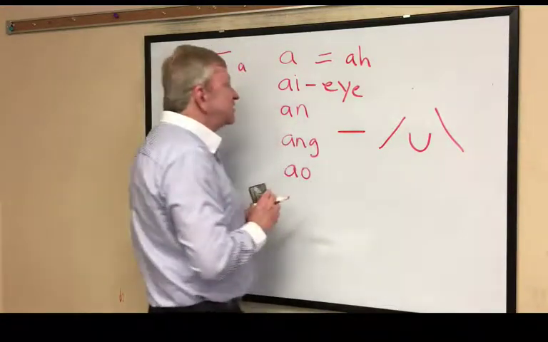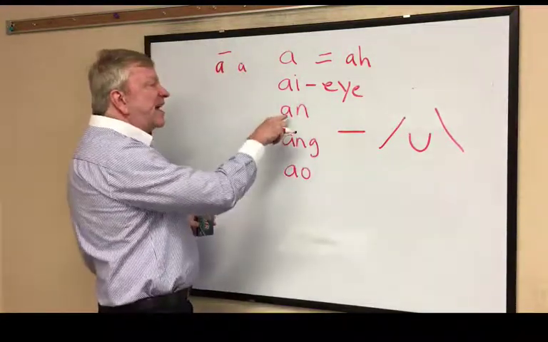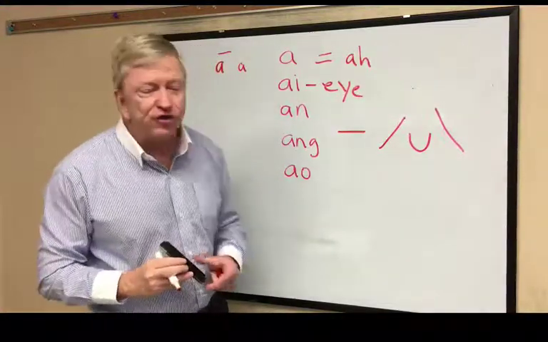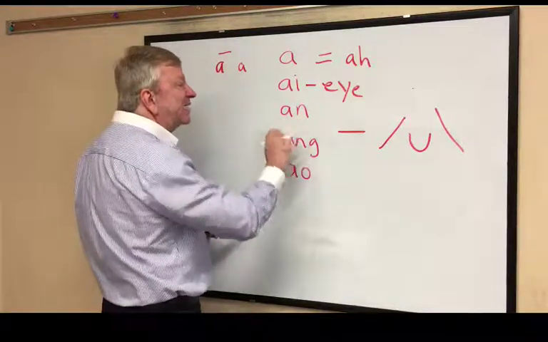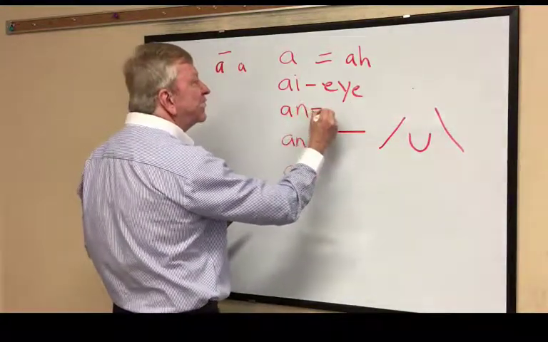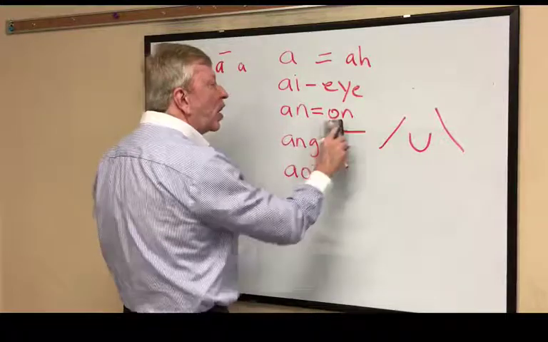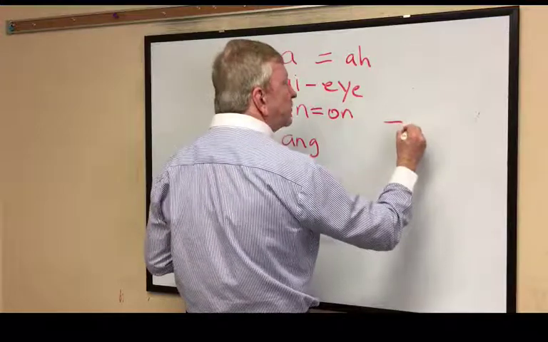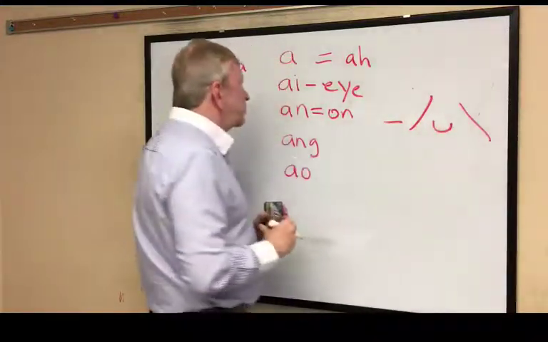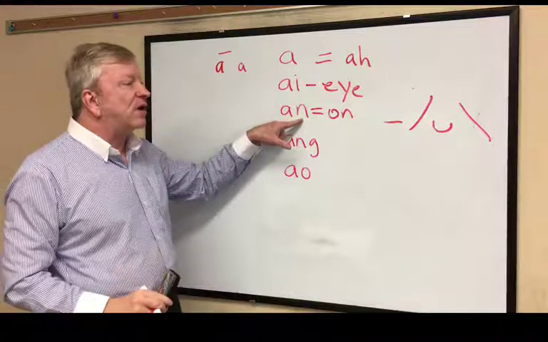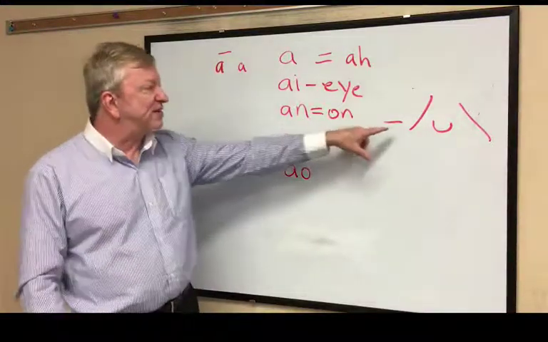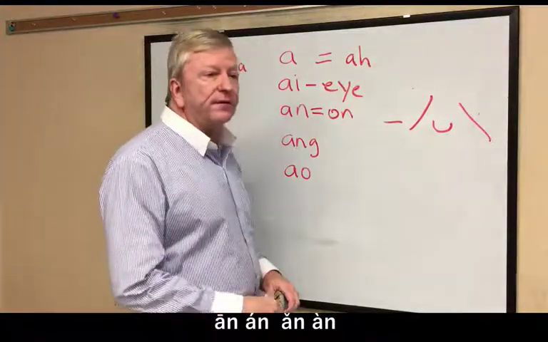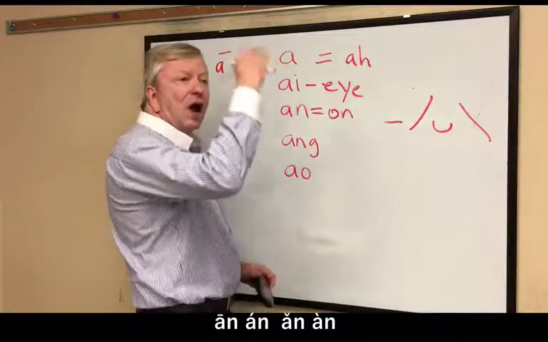The next word is the word an. In English, this looks like the word an, like I ate an orange for breakfast yesterday. But an in Pinyin equals the English on, like on the top of the mountain. Let me write the tone marks up again as we practice this one. On first tone, on second tone, on third tone, on fourth tone, on.